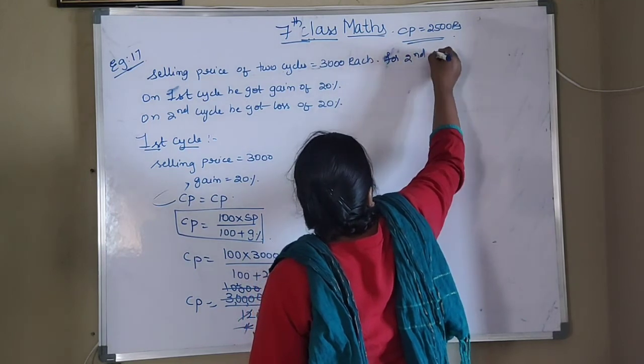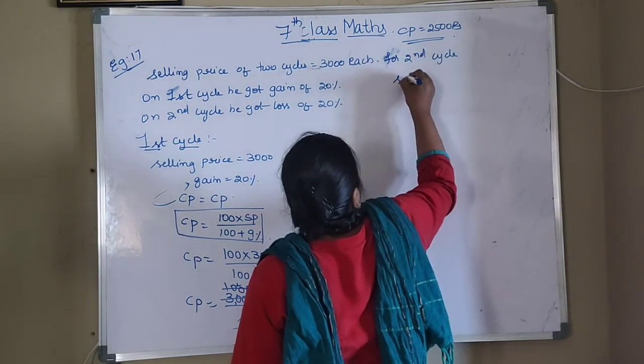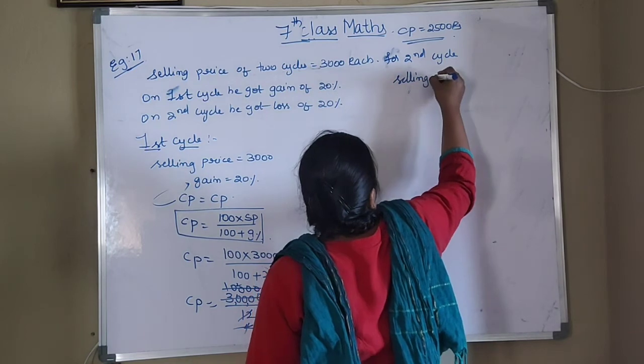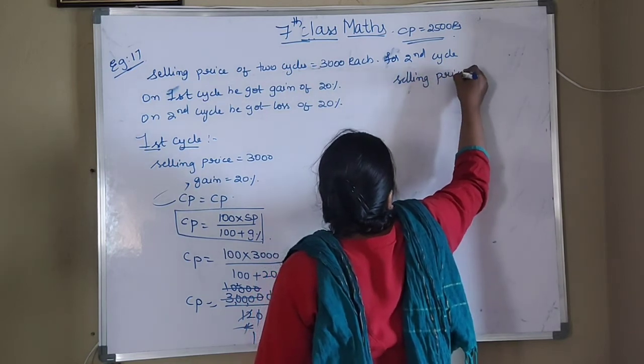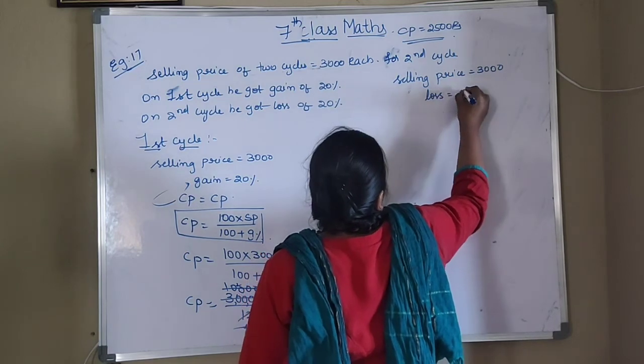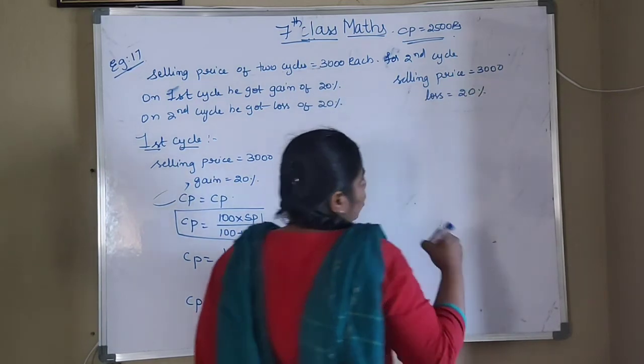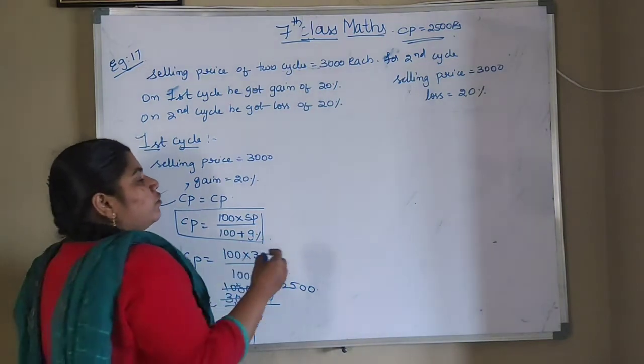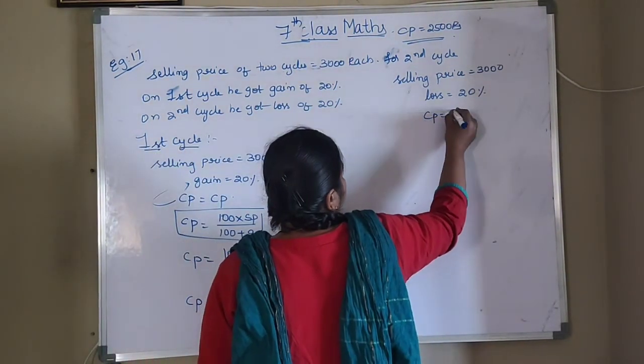For the second cycle, what is the selling price? In this case also the selling price is the same, that is 3,000. And on this he got a loss of 20%. Now what we have to find? We have to find the CP value.